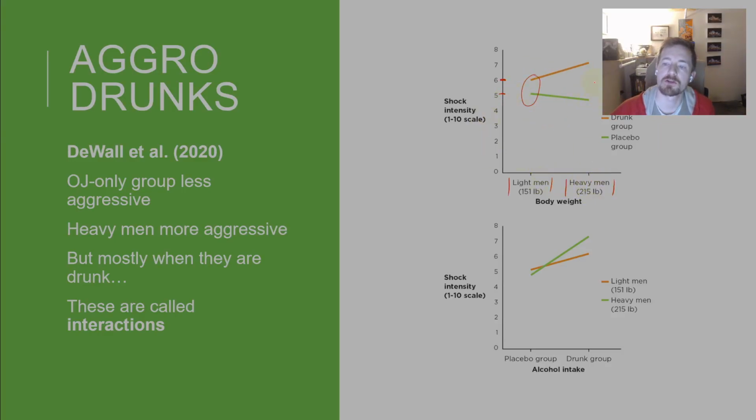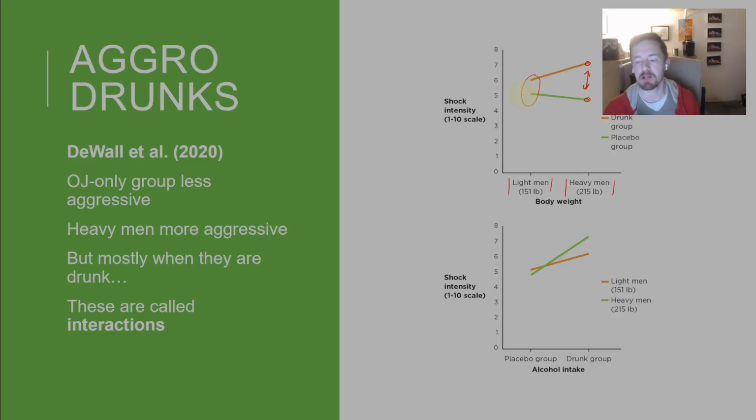If we look at the heavy folks, though, we see there kind of is a difference, right? Or at least a larger difference. These lines are no longer parallel. So it looks like there is a difference for heavy folks. For these heavy men, I don't know, maybe they're super ripped, super strong, and they're ready to fight somebody now that they've had their OJ and vodka or whatever. But we see this difference between the placebo group and the drunk group, the difference between about 7 and a little bit below 5, which sounds like a pretty big difference.